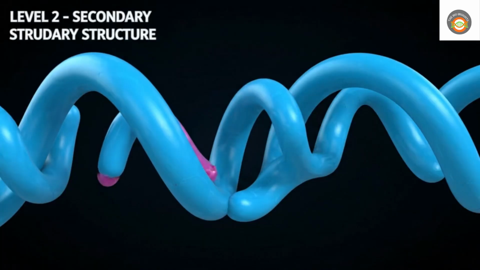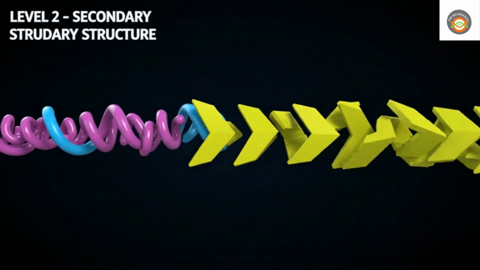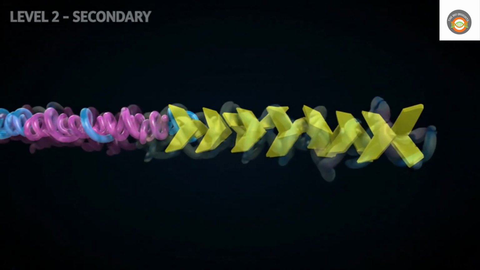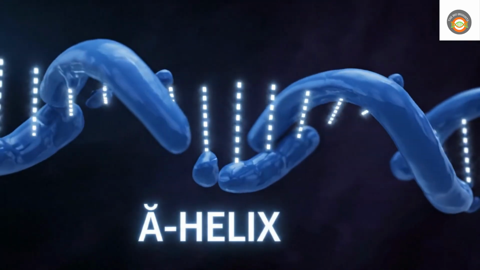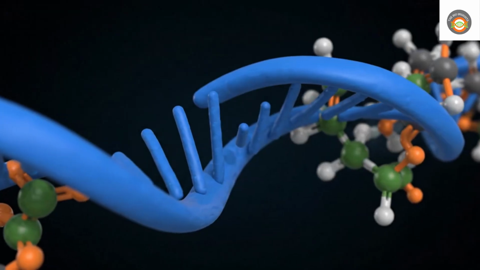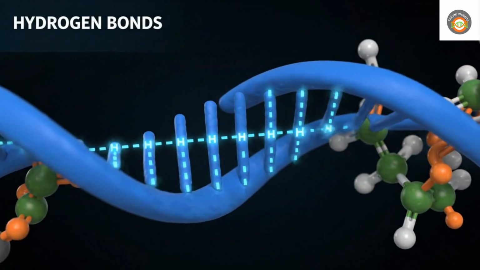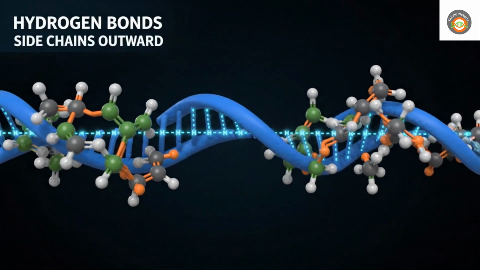Secondary structure describes local folding patterns within the polypeptide backbone. An alpha helix is a right-handed coil stabilized by hydrogen bonds between backbone atoms. In an alpha helix, hydrogen bonds occur between backbone atoms every 4 residues, while side chains project outward.